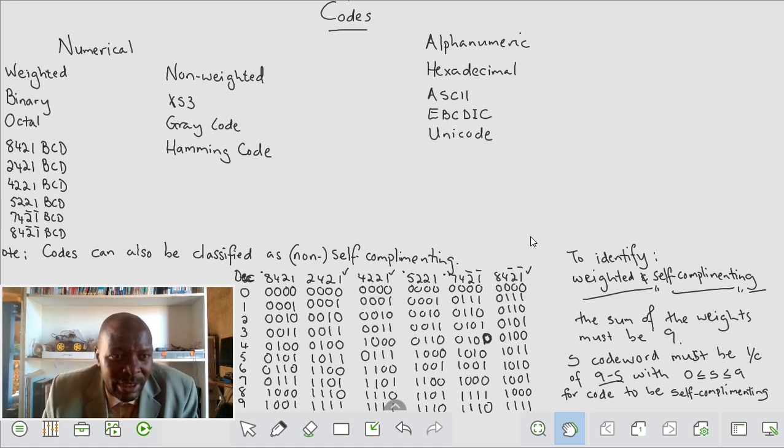So then we've mentioned the weighted codes. We've said codes can be weighted or non-weighted, with examples there of the XS3. I've dealt with weighted codes today. I've shown the binary, octal, and the hexadecimal is weighted, but it's alphanumeric. Is the hexadecimal weighted? No, it's alphanumeric, I wouldn't say it's weighted. It is 8421, but when it comes to the A, it is 8421. Yes, it is weighted. Yes, the hexadecimal is weighted. I never really thought about that, but yeah, it is weighted.